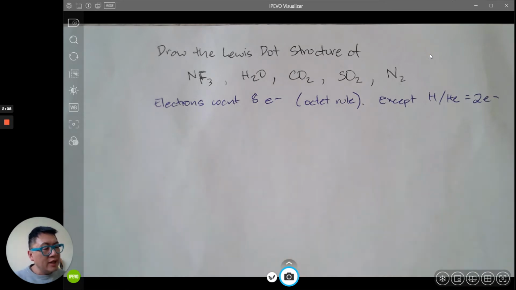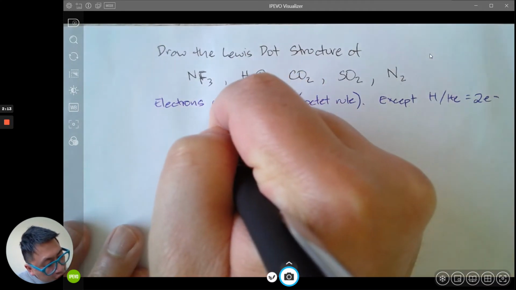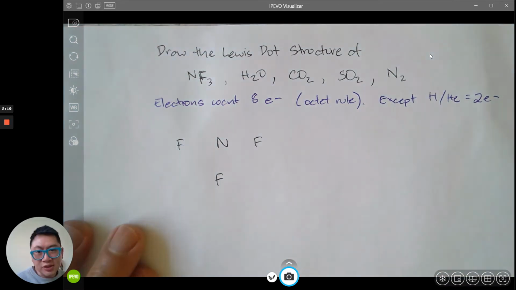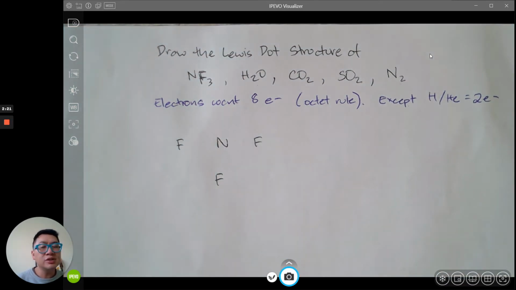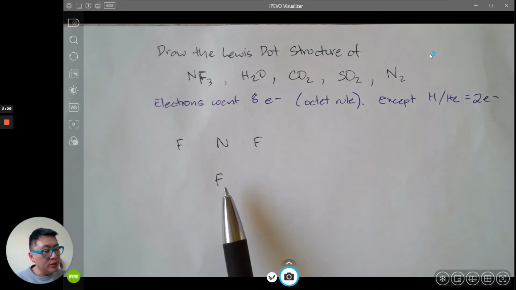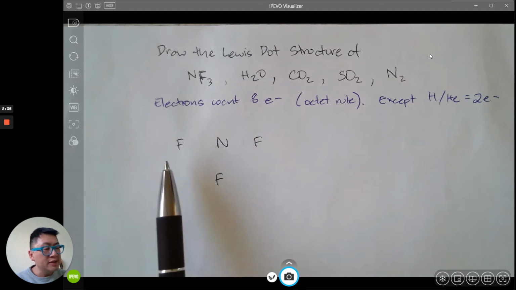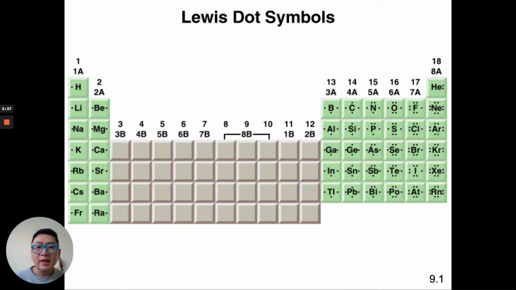So let's start with NF3, nitrogen trifluoride, 3 fluorines. Nitrogen's the center, and there's going to be a reason for it, but I'll explain later. I'm just telling you that nitrogen is the center element right now, surrounded by 3 fluorines. So how many dots do I put around the nitrogen? How many dots do I put around each fluorine? You need to look on a periodic table and see what group nitrogen is in, and what group fluorine is in. Nitrogen is in group 5A, or 5 valence electrons. Fluorine is in group 7A, or 7 valence electrons.